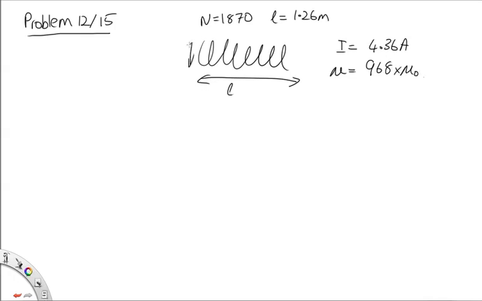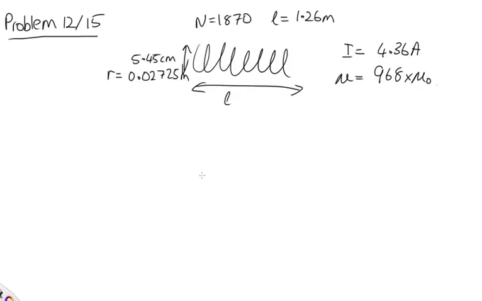The diameter of this solenoid is 5.45 centimeters, so that tells us that the radius is equal to 0.02725 meters. Now we're asked to calculate the inductance of the solenoid. So to do that, we'll use the formula L is equal to N phi B over I. We know what I is, we know what N is because we're told these things, so what we need to do is consider phi B.